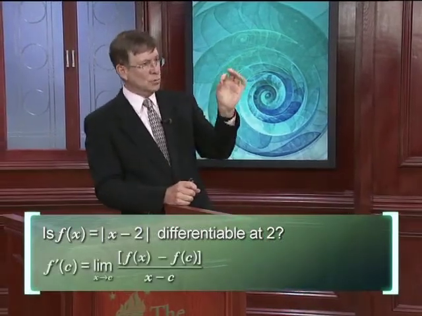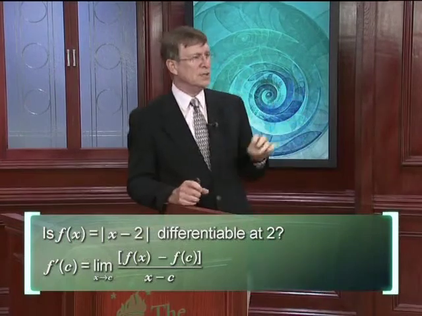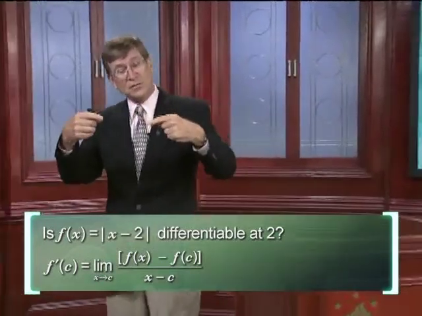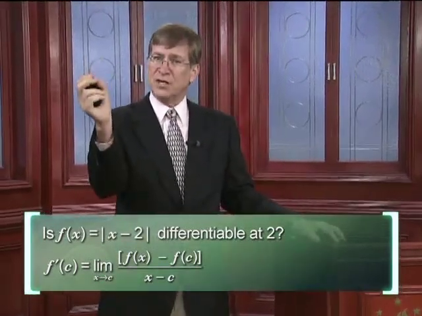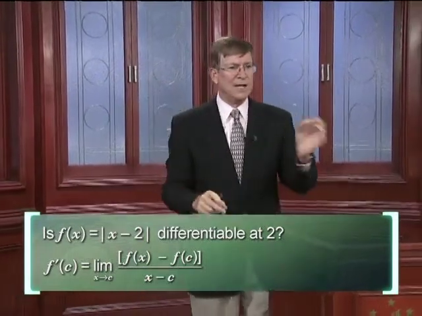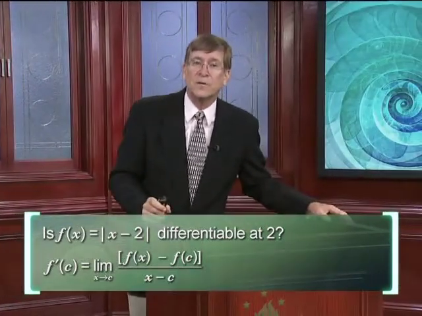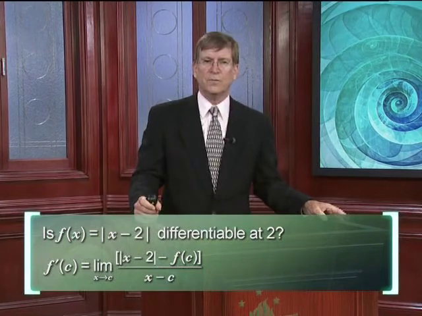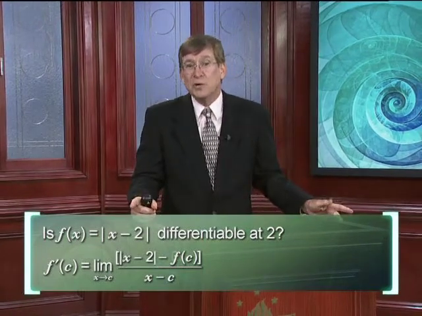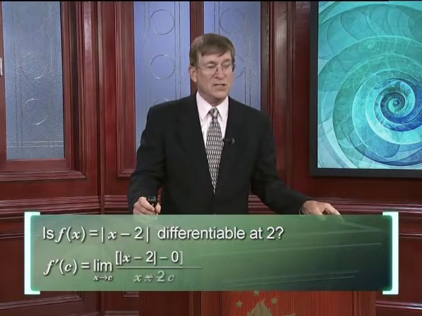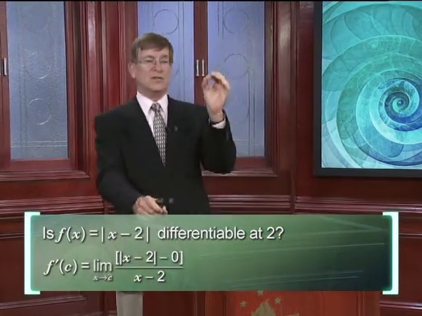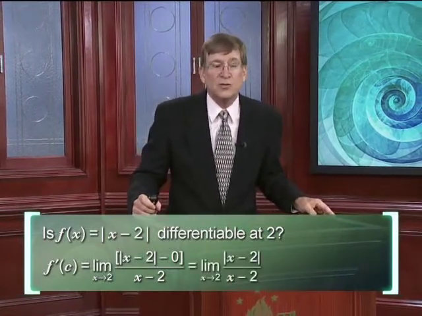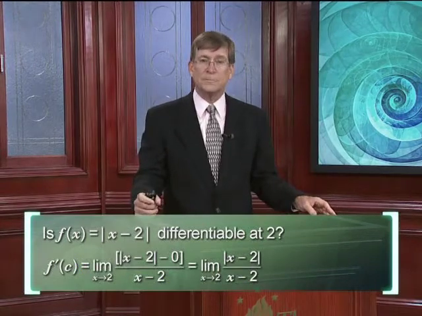f prime at 2, which is f prime at c, that's our definition, is the limit of the change in the y values divided by the change in the x values. So it'll be f of x minus f of c over x minus c, and we take that limit as x approaches c. So let's fill in the characters. What's the function? Absolute value of x minus 2. What's f of c? That's f of 2, so that's 0. And the denominator is x minus 2. And we ask the limit as x approaches 2. That's nothing more than the absolute value of x minus 2 divided by x minus 2.